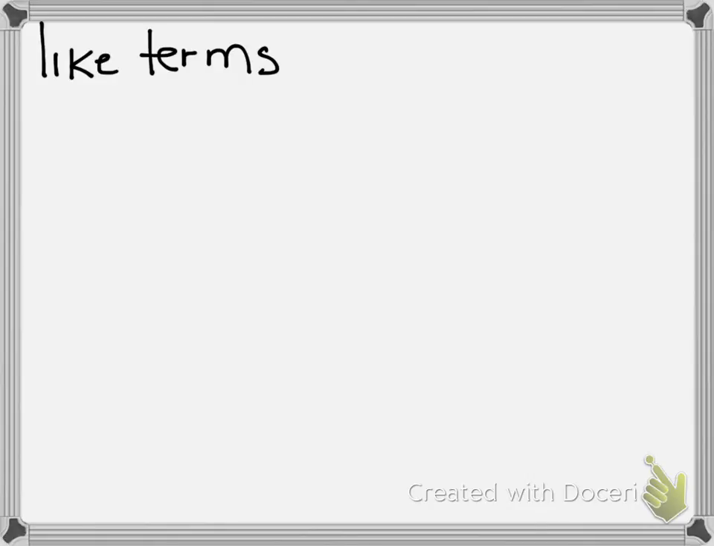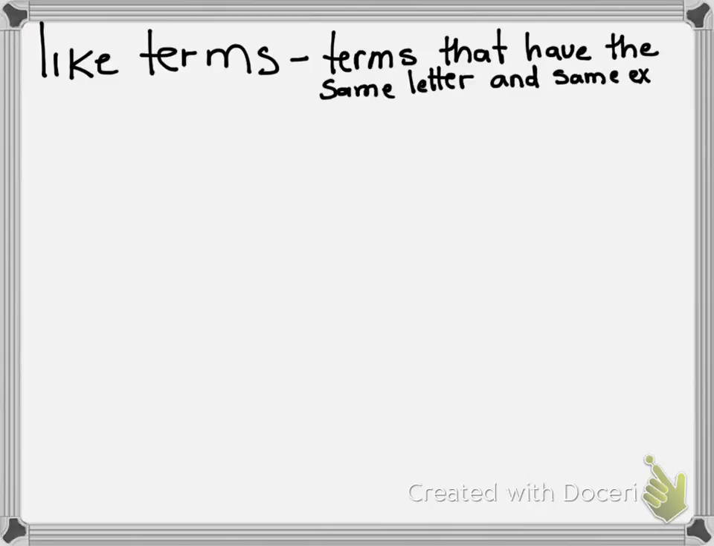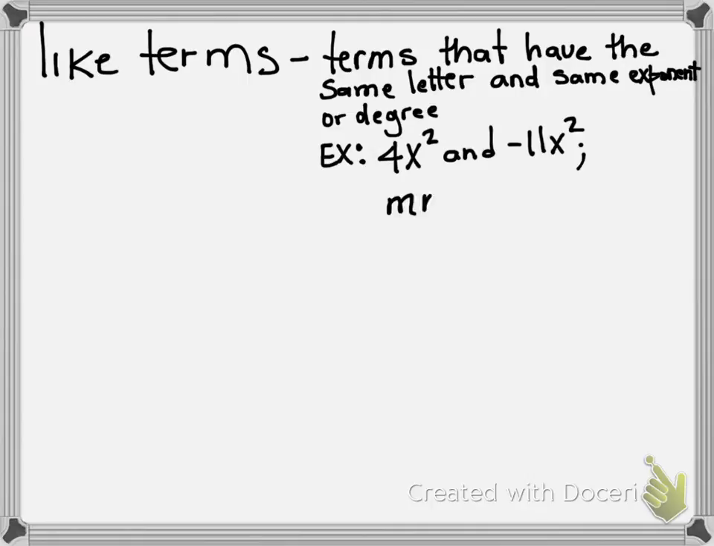Let us look at like terms. Like terms are terms that have the same letter and these letters have the same exponents. Let us look at what we're talking about here. The letters have to be the same, the exponent or degree, of course, has to be the same as well. Now, 4x squared and negative 11x squared are like terms. Doesn't matter what number is in front of them, as long as the letters are the same and the exponents are the same, they are like terms.